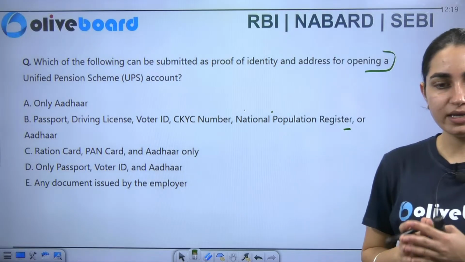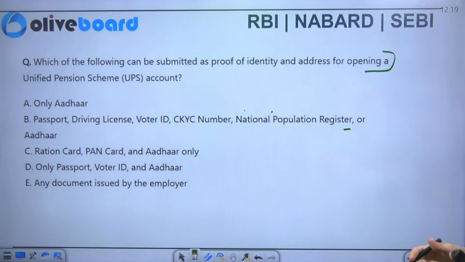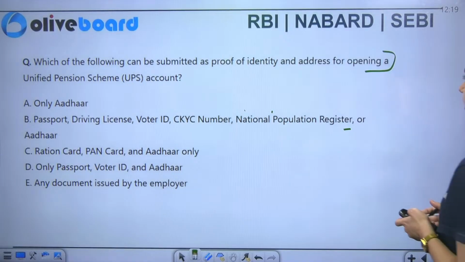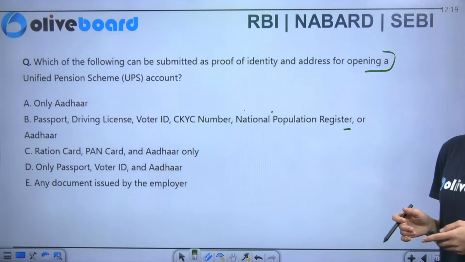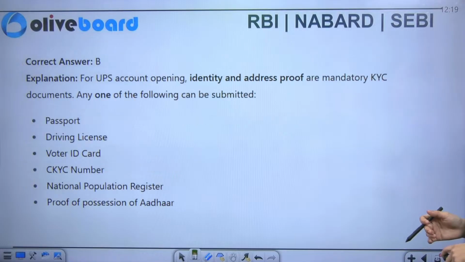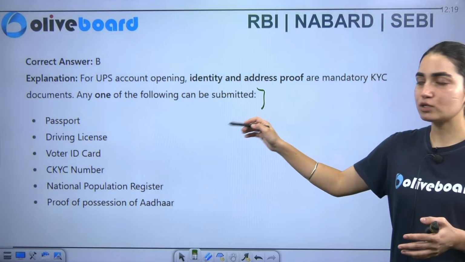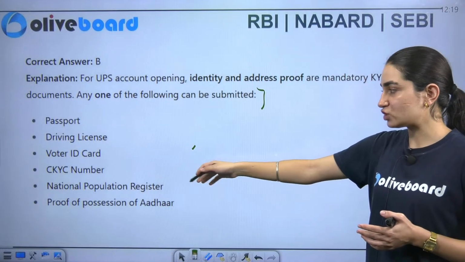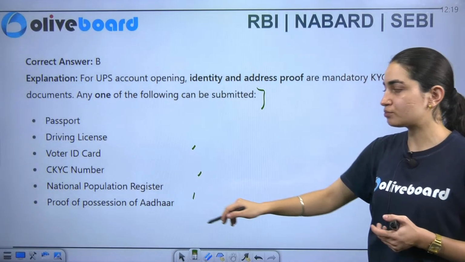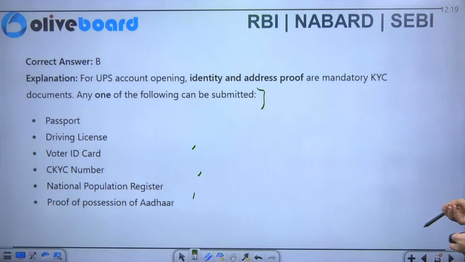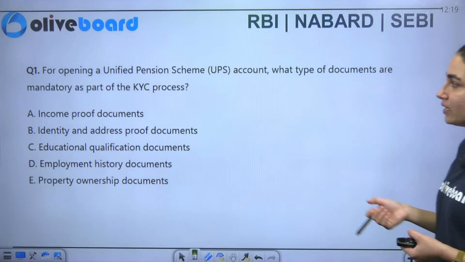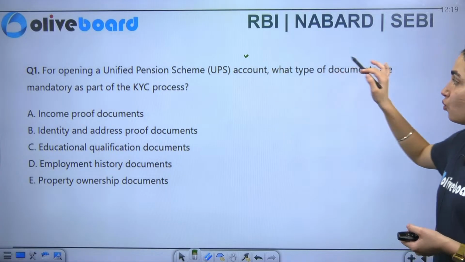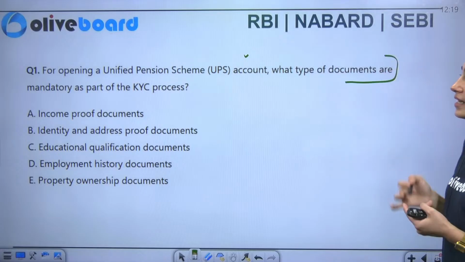Aditi says B. Any other individual who wants to answer? Alright, so the correct answer is B only. So any one of the following can be submitted. That includes passport, driving license, voter ID, KYC, National Population Register, and the proof of possession of Aadhaar as well.